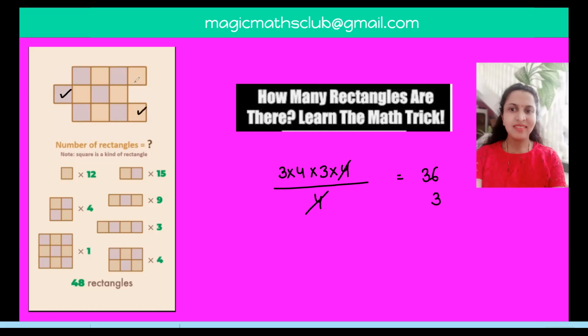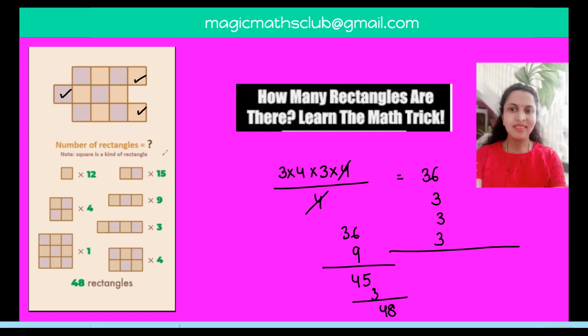Similarly, because of this and this, 3 more will be there. So total how much? 36 plus 9, right? 45. Okay. So see, 1, 2, 3. No, 4 will be added. 1, 2, 3, and one big one, 4. So 3 more extra. So 48 will be there.